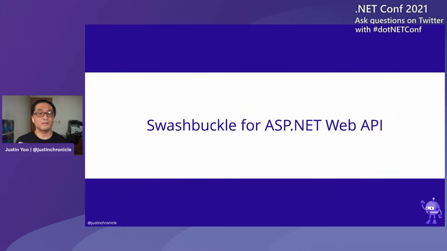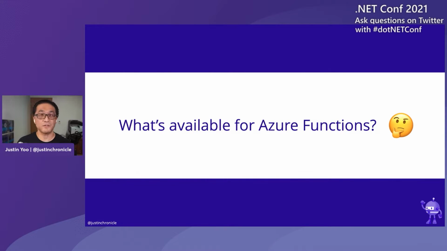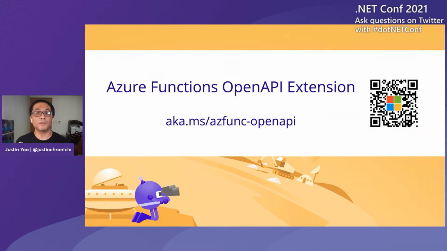We've got Swashbuckle in the ASP.NET Web API area so far. But what do we have for Azure Functions? Is there anything available to support OpenAPI capability in the Azure Functions area? Yes, we do. We've got this extension. I'm really excited to announce this extension called the Azure Functions OpenAPI extension.